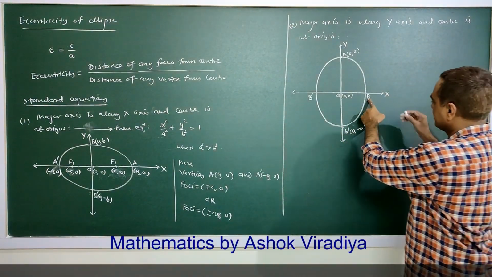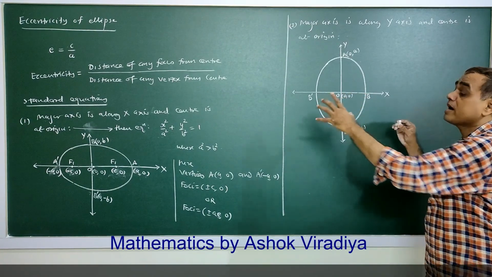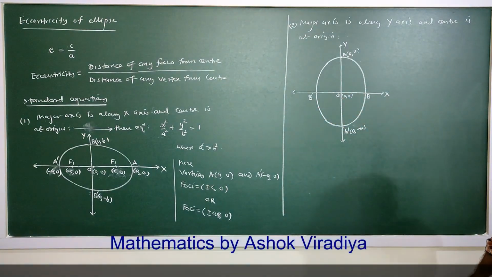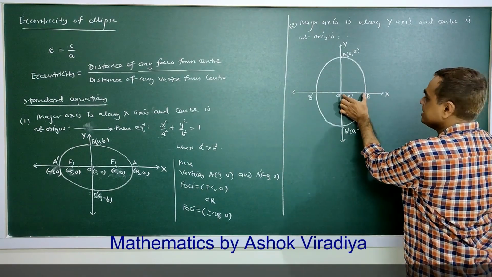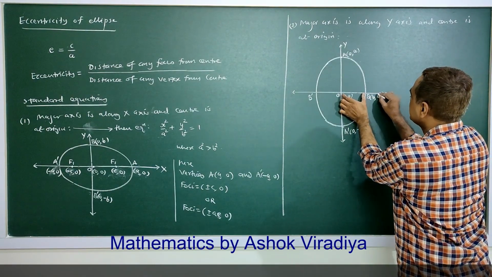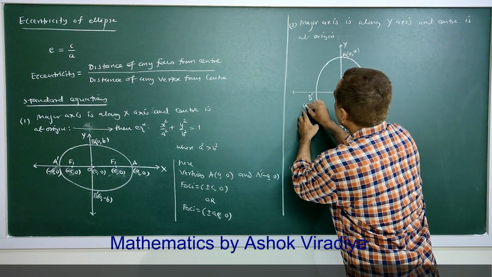Coordinates of B: the length of a minor axis we are always taking as 2 times B. This is 2 times B. So this will be B. So take this as (B, 0), this as (minus B, 0).